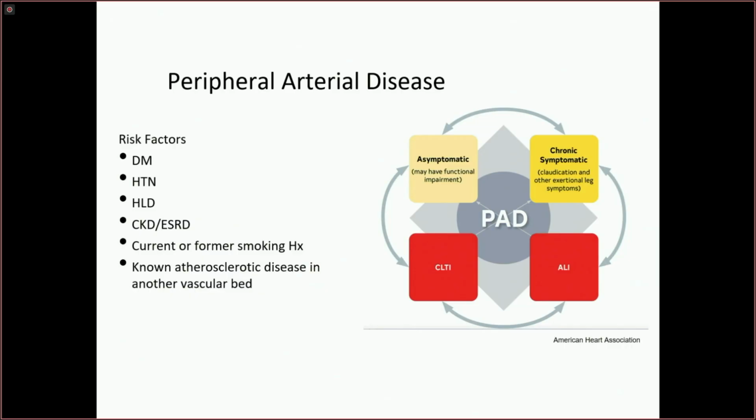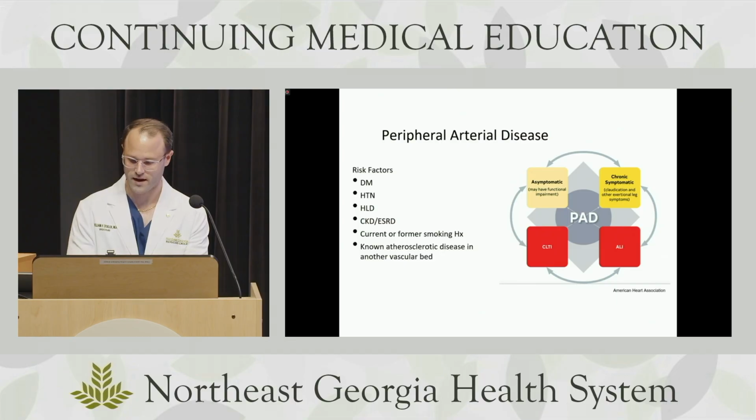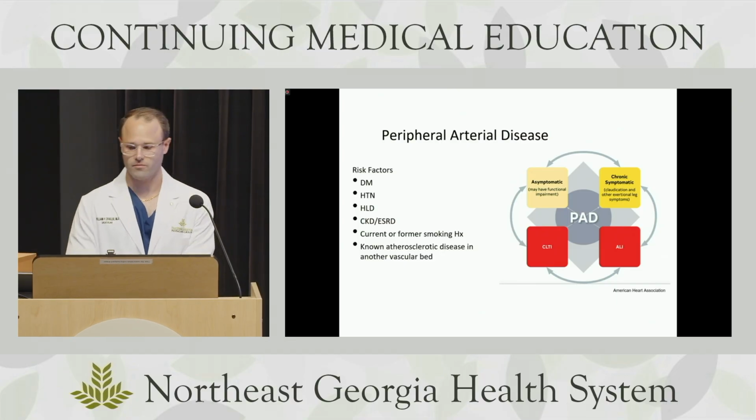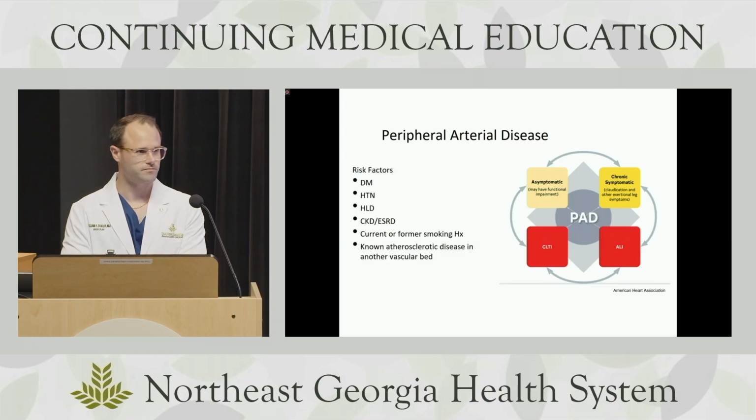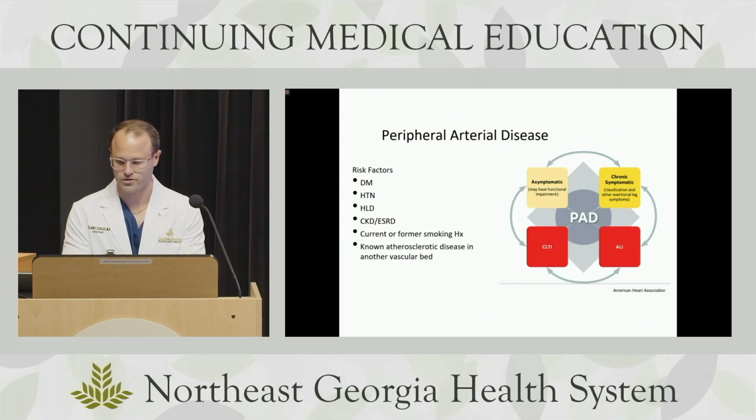So for asymptomatic and chronic symptomatic folks, lifestyle modification is key. That's aspirin, statins, a supervised walking program, quitting smoking. Next is acute limb-threatening ischemia, or ALI. This is a more urgent or emergent vascular surgery issue. It requires revascularization usually quickly to regain function of their limb and prevent limb loss. ALI is pain, pallor, pulselessness, poikilothermia, paresthesias, or paralysis of their limb.